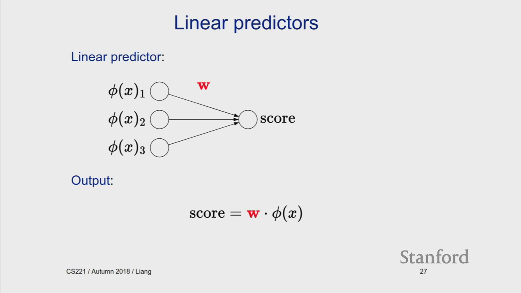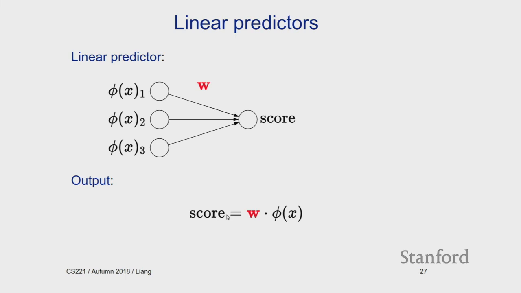Okay, so now we're basically ready to define our neural net. We're going to draw it in a particular way. Remember linear predictors: we can think about the inputs as multiple components of this feature vector, phi of x, all feeding into the score function with weights w. And that outputs this dot product. So this is how we're going to visualize a linear predictor.